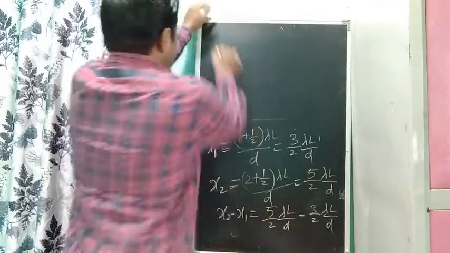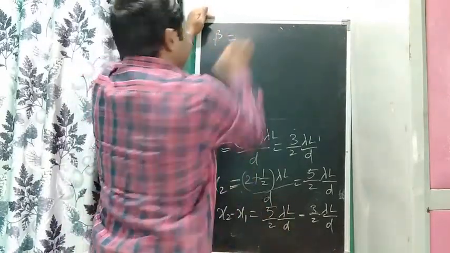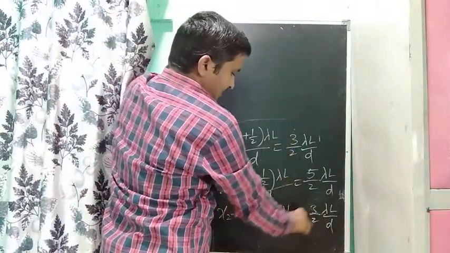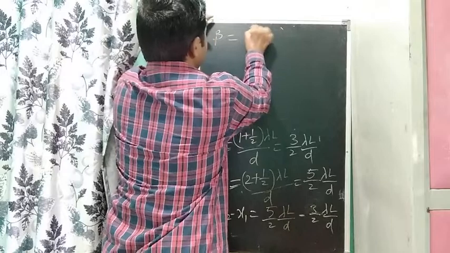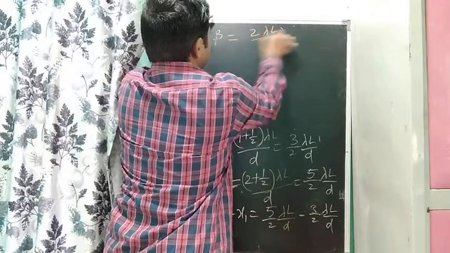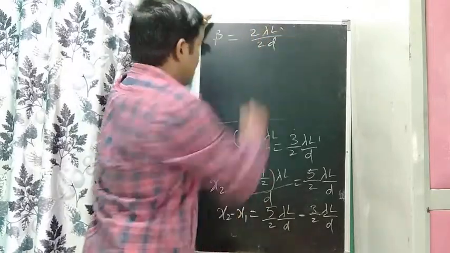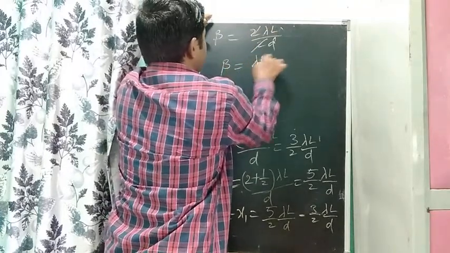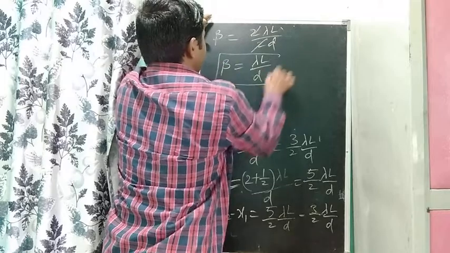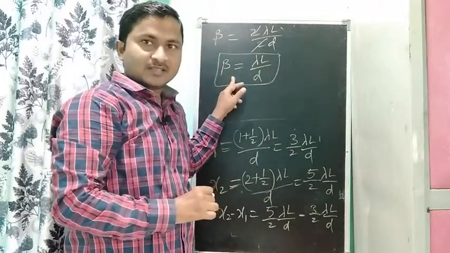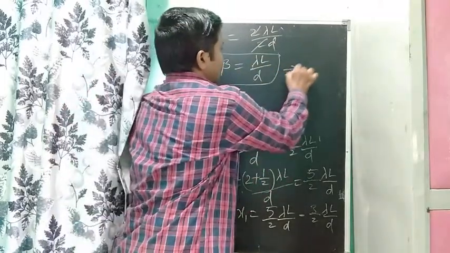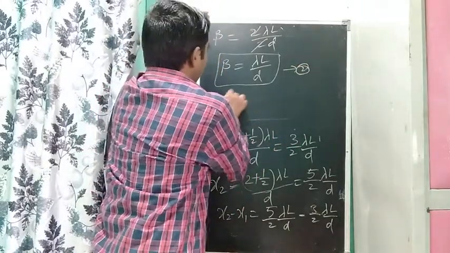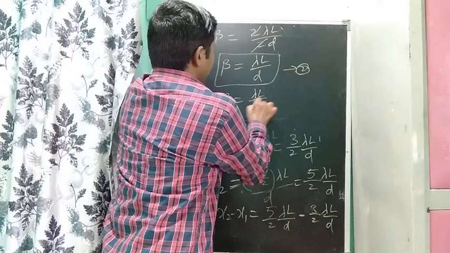From this expression, x2 minus x1 is called fringe width. 5 by 2 lambda L by d minus 3 by 2 lambda L by d, we get 2 lambda L by 2d. From this, 2 gets cancelled. We get fringe width lambda L by d. This is the bright fringe width. Let it be equation 2. From equation 1, what is the dark fringe width? Beta equal to also lambda L by d.